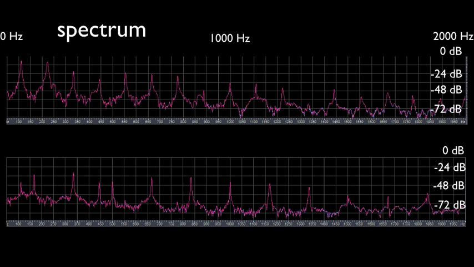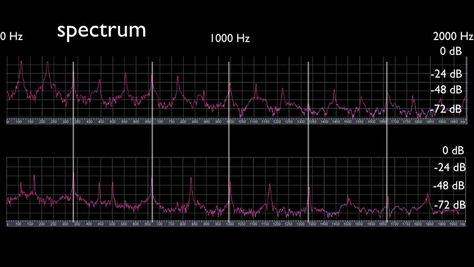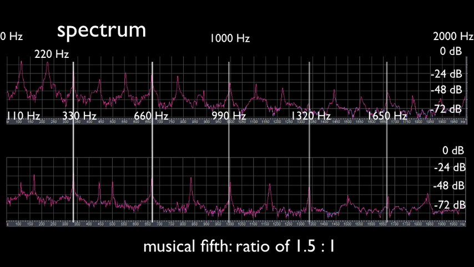In this case, some of the harmonics overlap, and the ones that don't are sufficiently far apart that they don't clash. In this case, we've got a ratio of 1.5 to 1, 110, 165. Half of the harmonics overlap, and the others are sufficiently separate that they don't clash or interfere with each other.